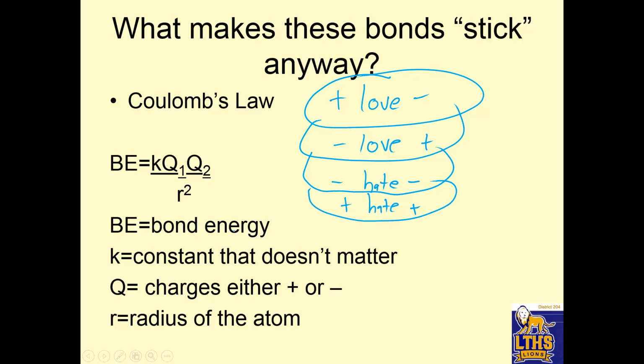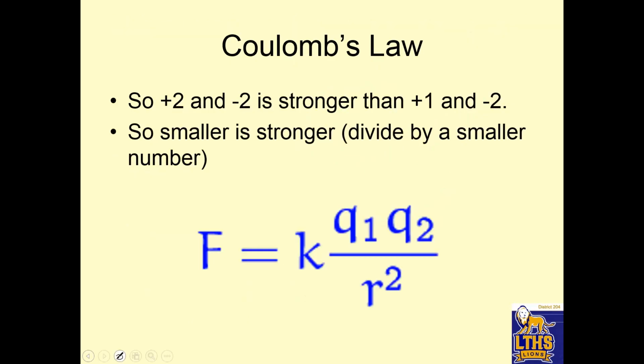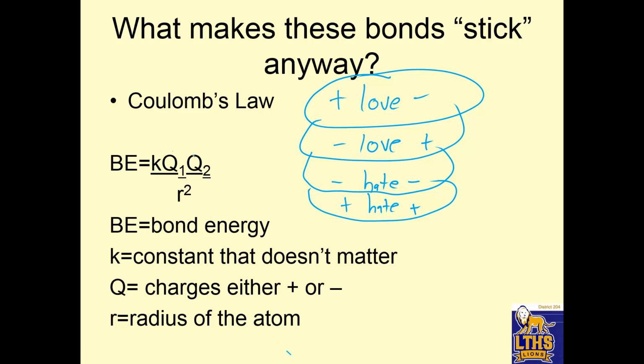Okay. Bond energy is some constant K times Q1, Q2 over R squared. And frequently you see this as Q1, Q2 over D squared. But R is the radius of the atom, or D is the distance. I see both of them depending on what book you use. The 1 just means charge number 1 and charge number 2.